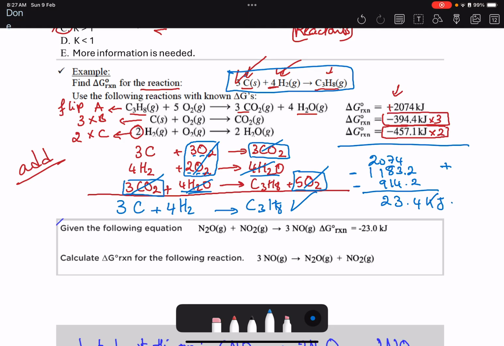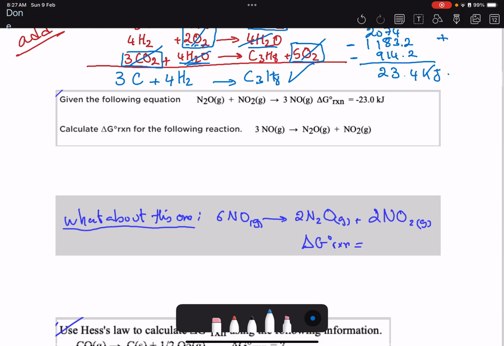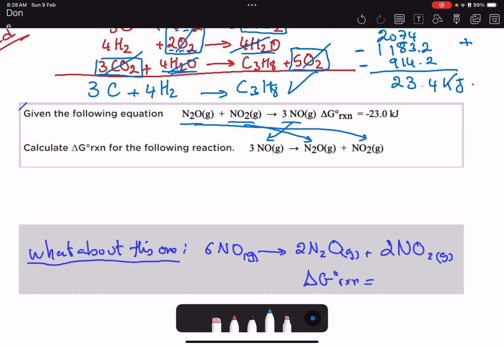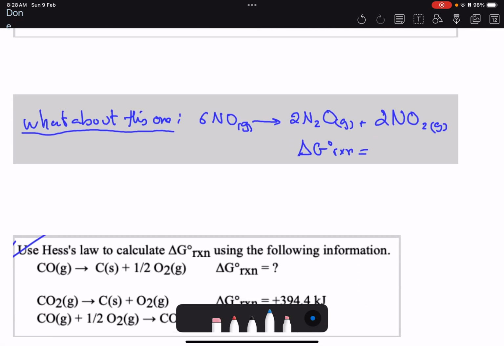Next, given the following equation, dinitrogen monoxide and nitrogen dioxide giving 3 nitrogen monoxide with a delta G. Calculate the delta G for the following one. What did they do over here? They simply flipped the given equation. So for the delta G, we only flip the equation, so we are going to flip the sign. This is given as negative, I'll write it as positive.